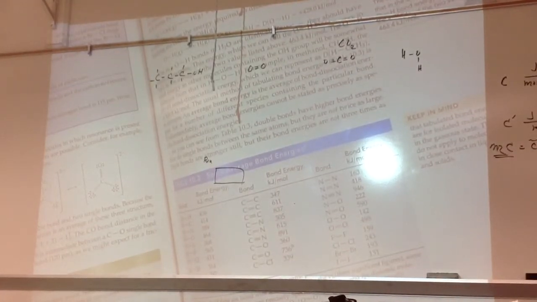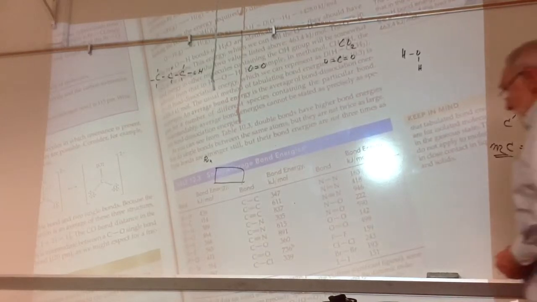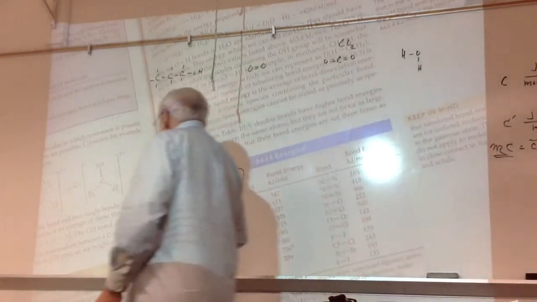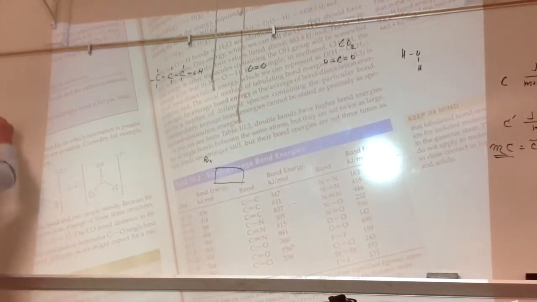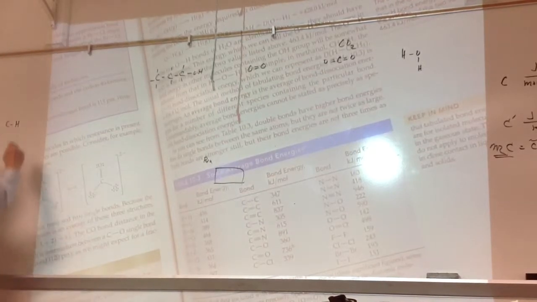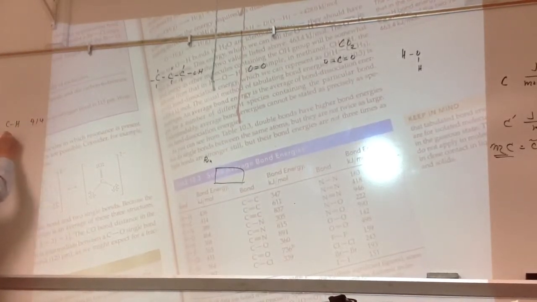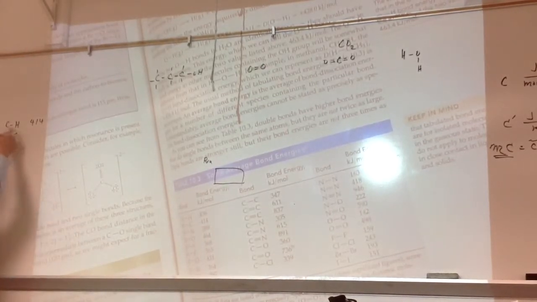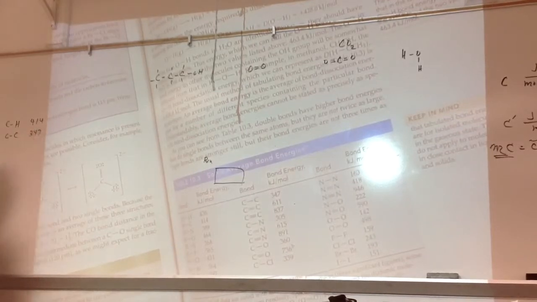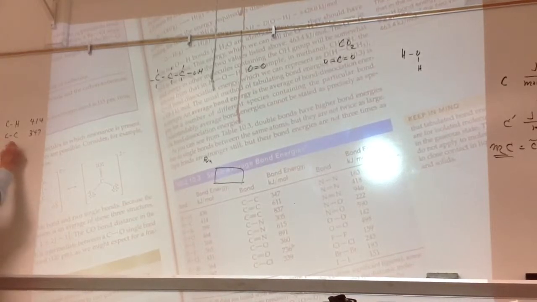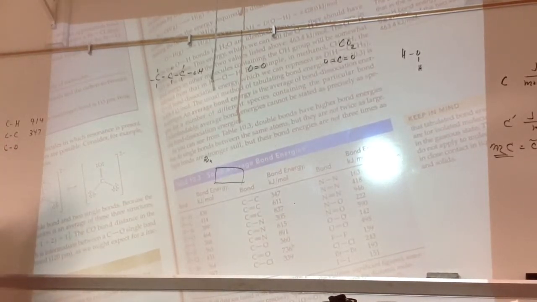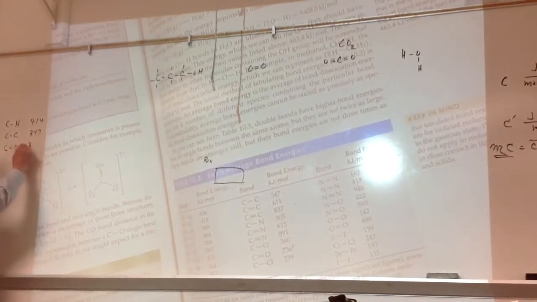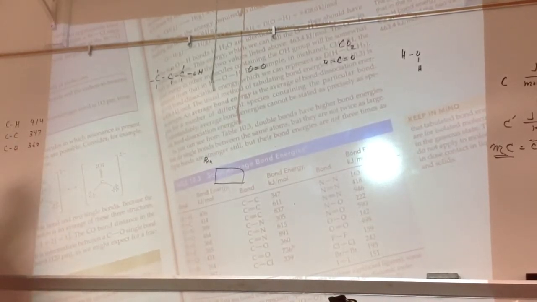What you would have found on the table would have been things like C-H, and it says C-H 414. You would have found C-C, 347, and that's single bonds. You would have found C-O down there, 360. And you would have found H-O.